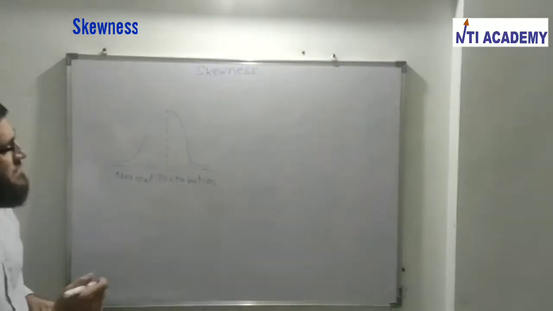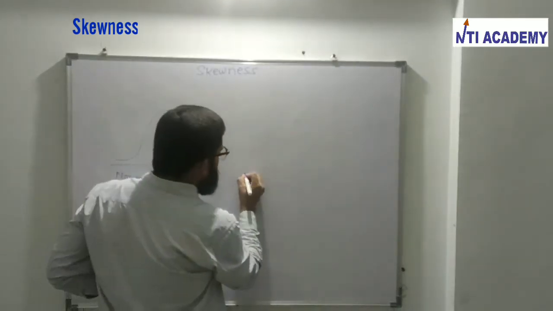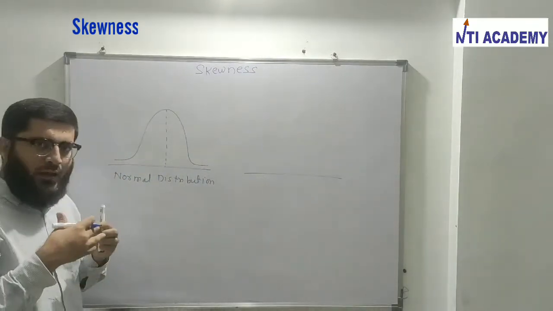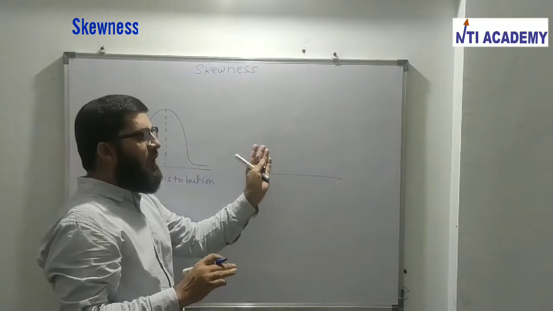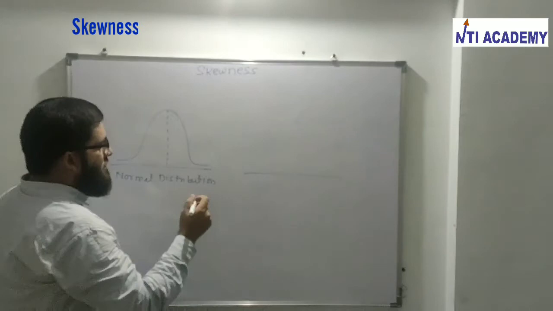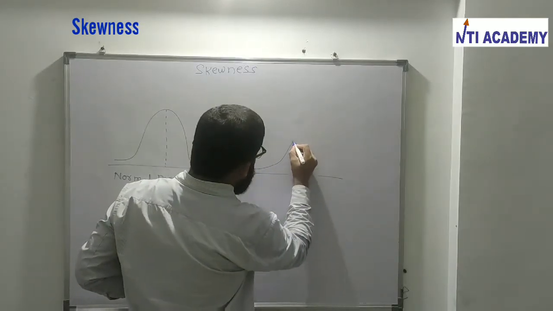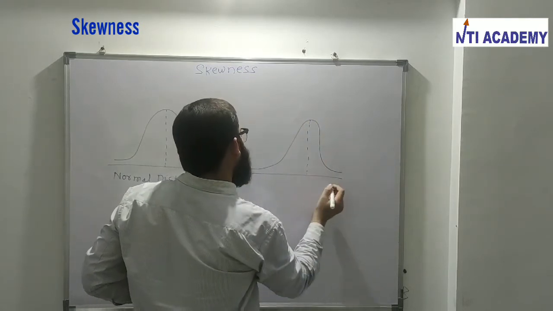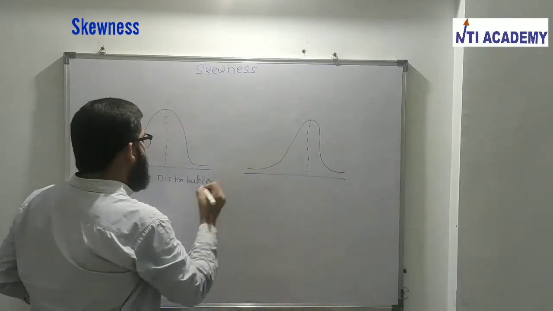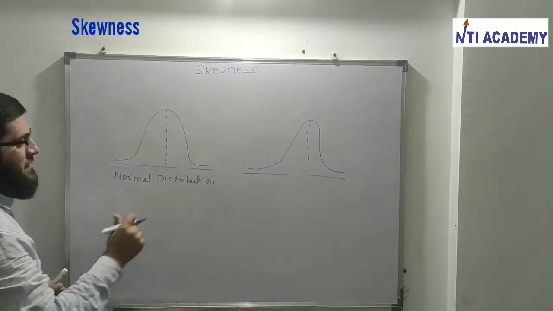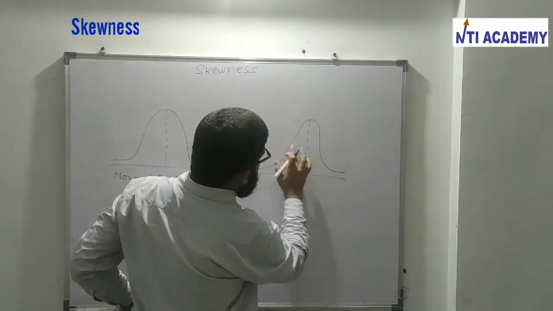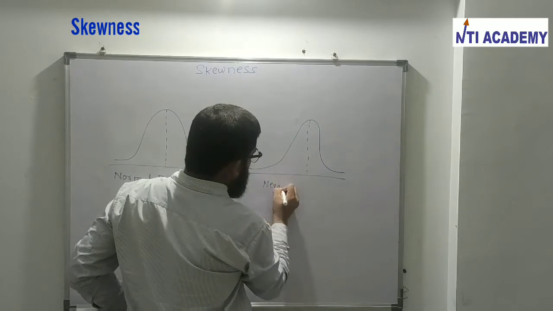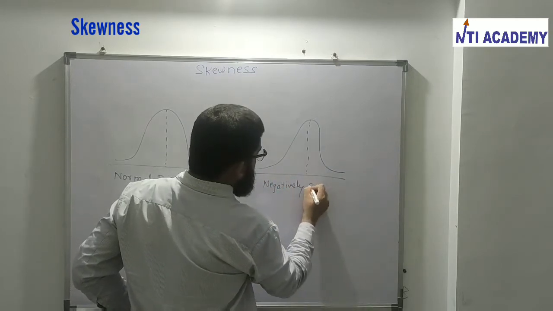But if the data is skewed on any one side, either on the left hand side or on the right hand side, then, for example, if the data is skewed on the left hand side, then we call it negatively skewed data.